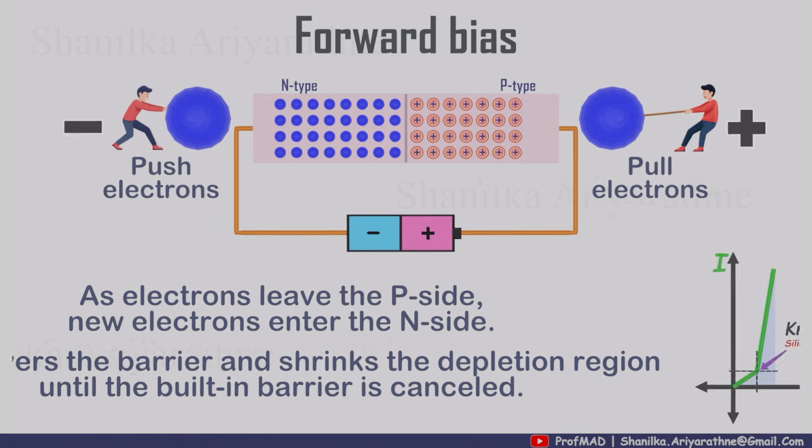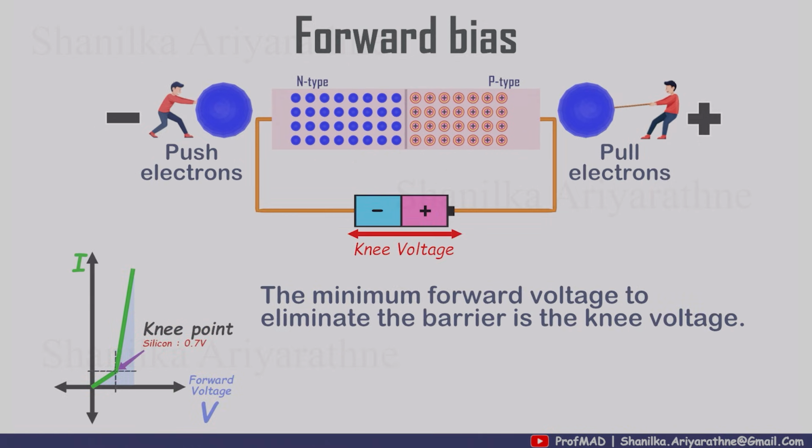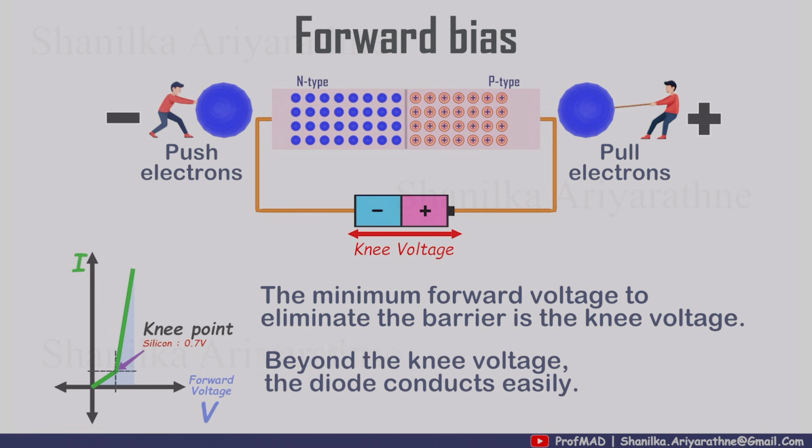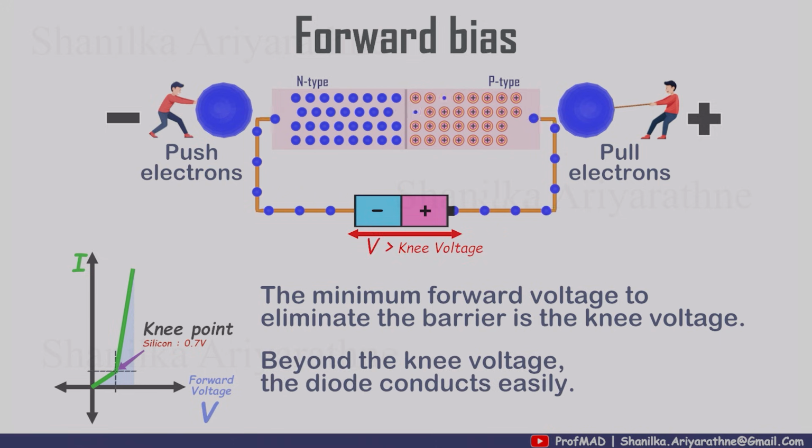The minimum forward voltage needed to do this is called the knee voltage, or cut-in voltage. Beyond this point, the diode behaves almost like a normal conductor, allowing current to flow easily. Once the barrier is removed, electrons from the n-type region can cross the junction and move into the p-type region without difficulty. This configuration is called forward bias, and it directly explains the forward portion of the diode's VI curve.